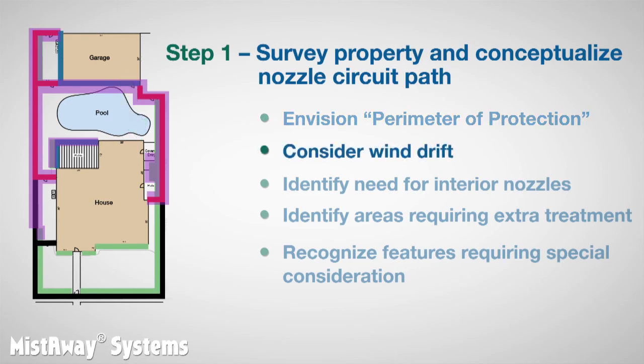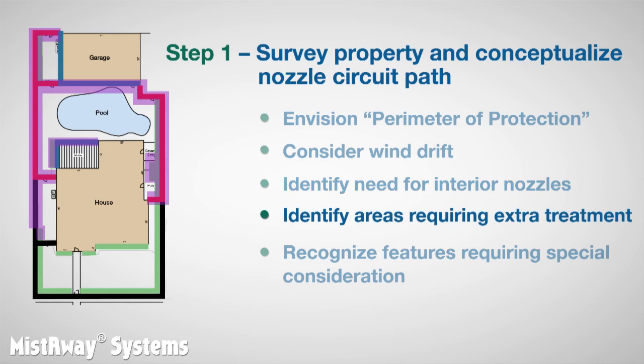Have we taken wind drift into account? Because the whole area is bounded by the privacy fence, the house, and the garage, it is pretty sheltered from the wind. We'll just need to keep the nozzles off of the very top of the fence. Do we need interior nozzles? No, the perimeter isn't large enough to require them.